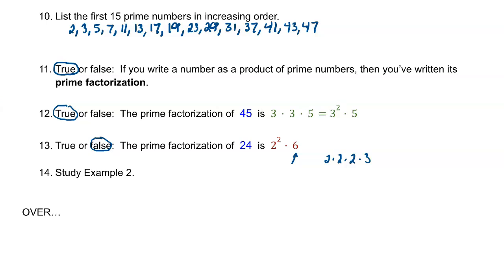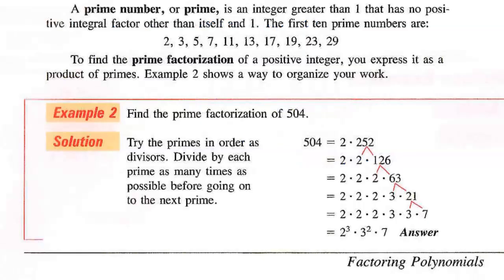Number 14, study example 2. Find the prime factorization of the number 504. And the authors show how to do this. Start with the number 504 and divide it by the first prime number from your list of primes that you wrote in your notes earlier. That first prime number was the number 2. Find out if 504 divides evenly by 2. And it does, creating the number 252.